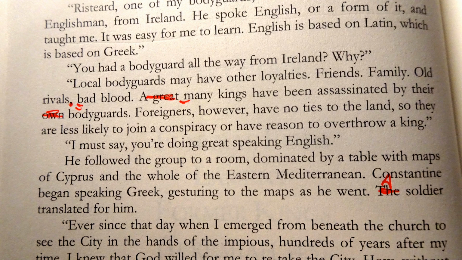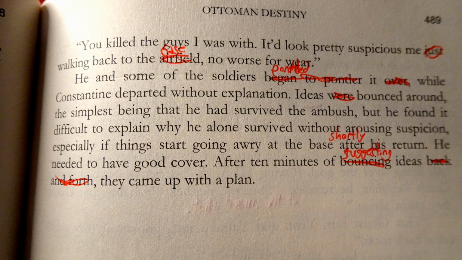Real easy. I decided to make that little line there, bad blood, its own sentence, because everything else in this little paragraph is just individual words: friends, family, old rivals. So it made more sense to have bad blood be its own standalone sentence as well. Just some small changes I'm making to the book.